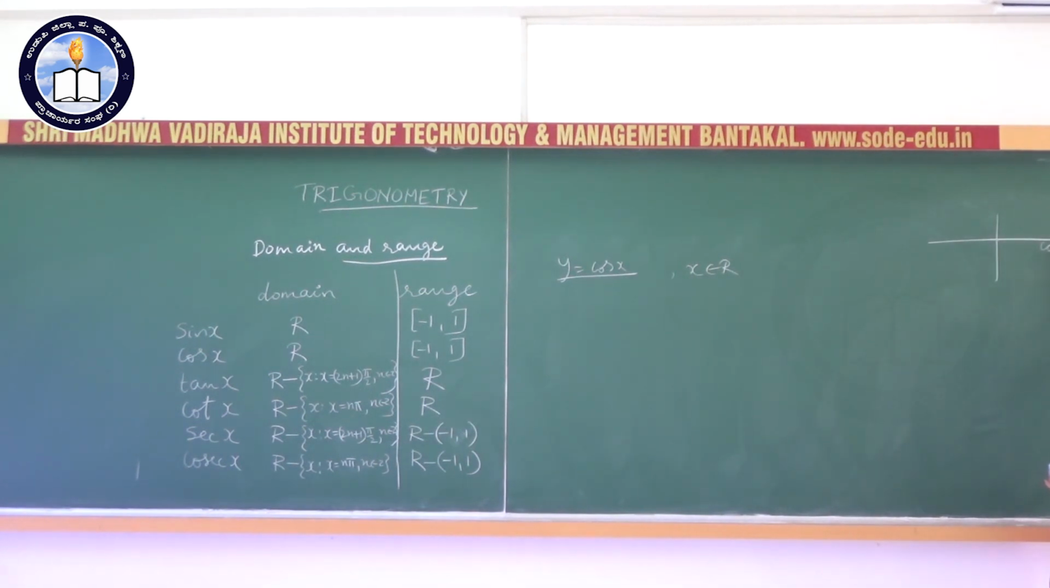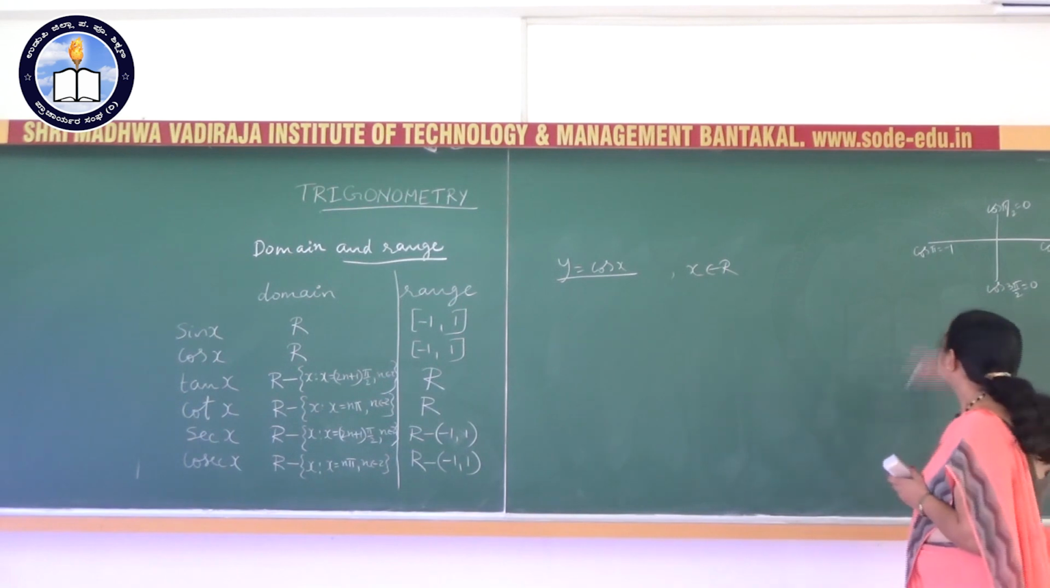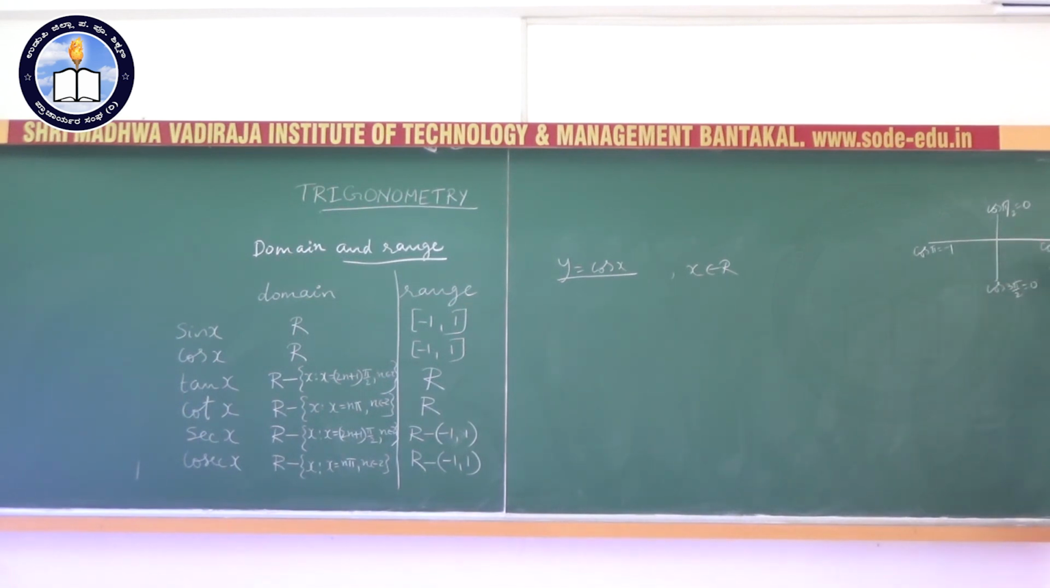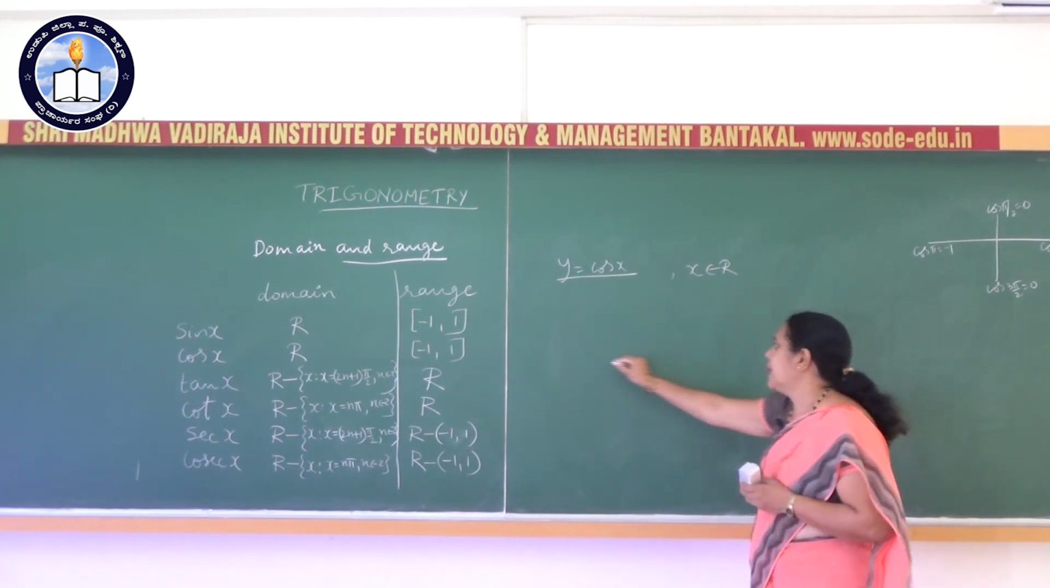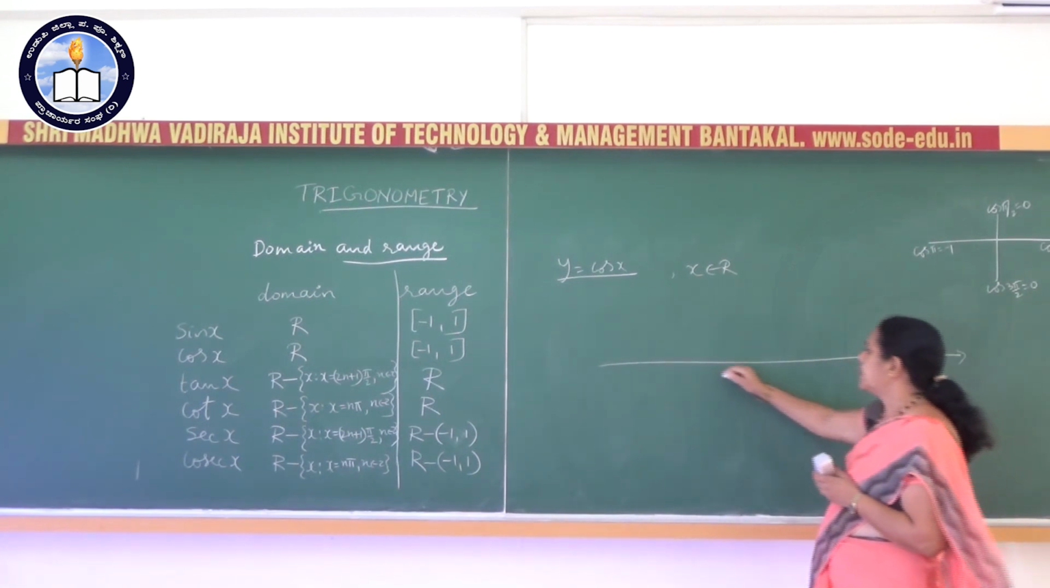Cos 0 is equal to 1, cos 90 is equal to 0, cos 180 is equal to minus 1, cos 270 is equal to 0, cos 2 pi, the same as 360 degrees, again 1, cos 5 pi by 2, 0, cos 3 pi, minus 1, cos 7 pi by 2, 0, cos 4 pi, 1, etc. Now, from this, we can see that the value of cos x is in between minus 1 and 1. The highest value of cos x is plus 1, the least value is minus 1. So, what is the graph of y equals cos x?